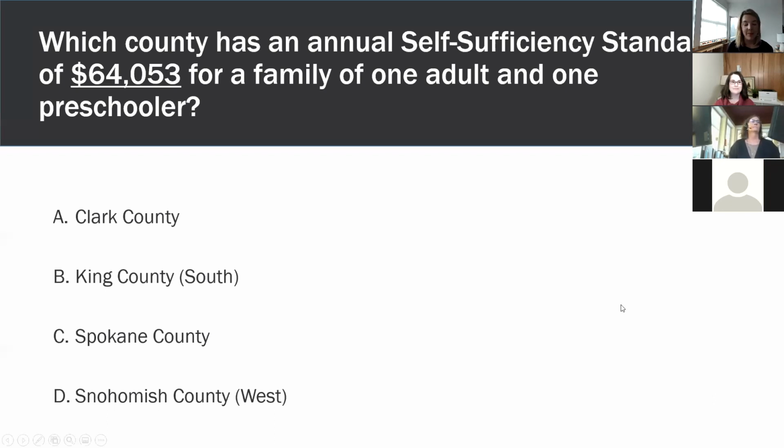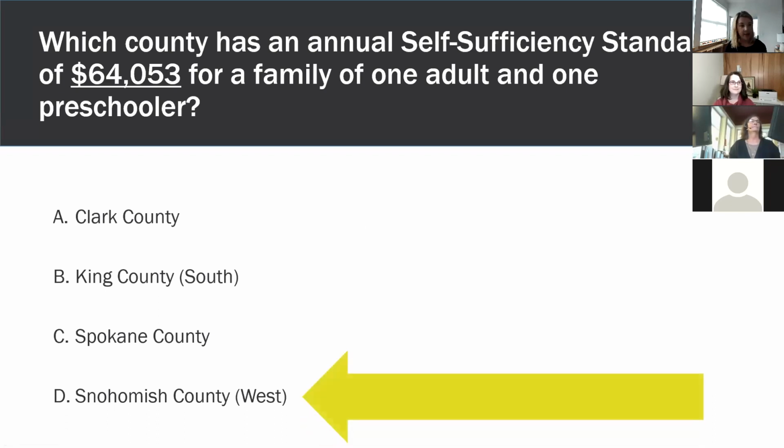Okay. So the answer actually is, for those of you who guessed D, Snohomish County West, the annual self-sufficiency standard for a family of 1 adult and 1 preschooler is about $64,000. And I've also included the self-sufficiency standard. So those of you who said B, King County, were very close, but it looks like about $42,000 for Spokane County and $55,000 for Clark County. So thank you for your participation there.